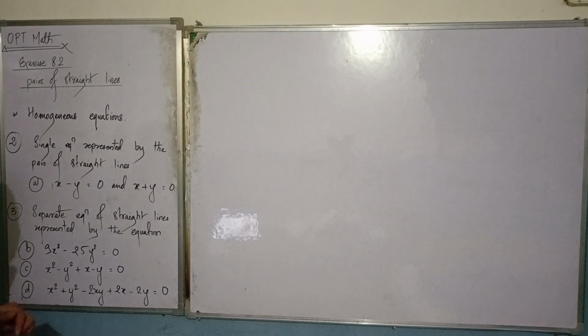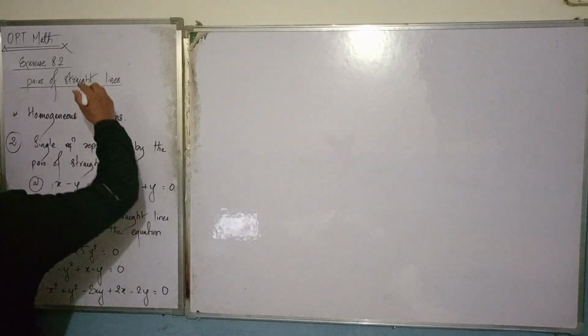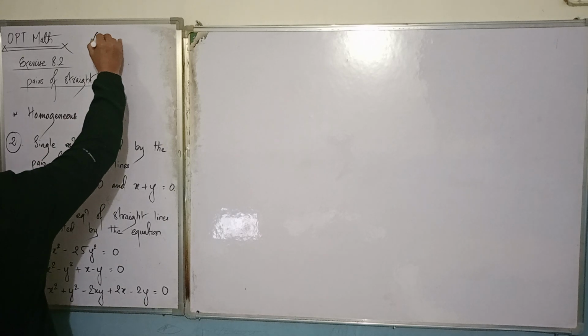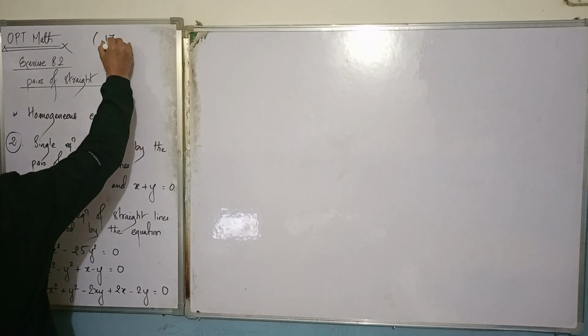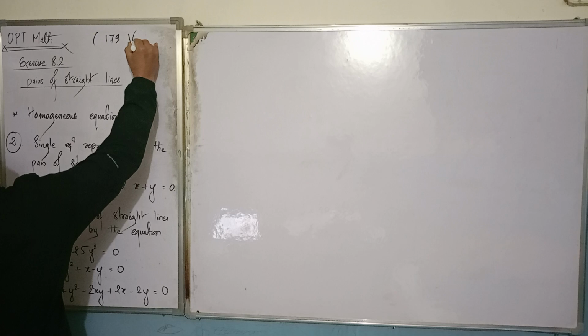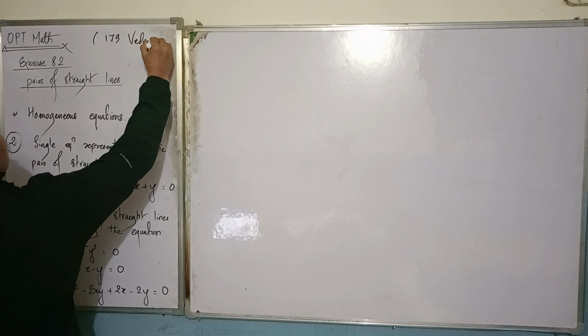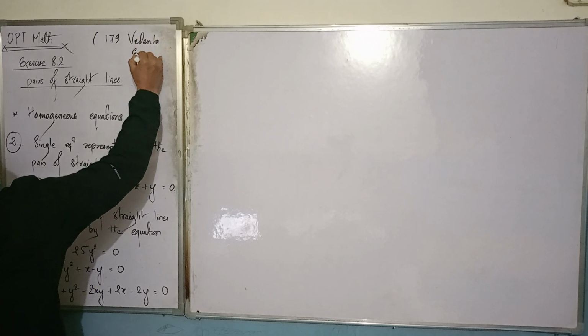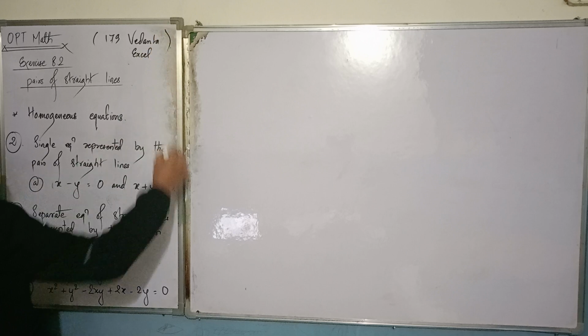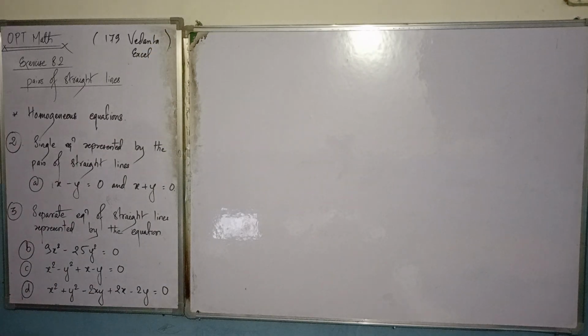Now let's go into exercise 8.2, page number 179. Yes, page 179, Vedanta Axle. So this one is the optional math portions.